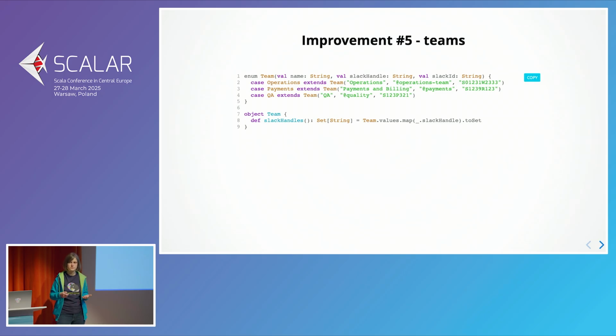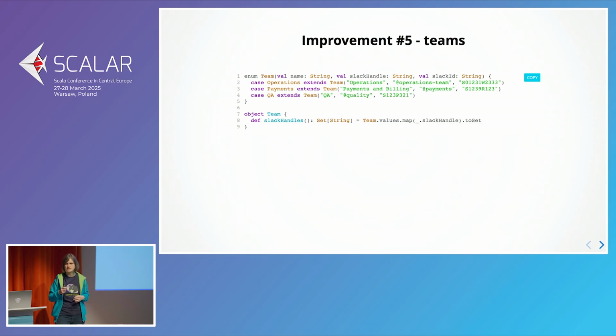So it can be a very simple enum. In our case, it could be just the enum with the cases operations, payments, and QA. But if you want, you can extend it with parameters, and this is what we did here. So each enum has the name, the Slack handle, and the Slack ID. So we can use the name where we format our Slack message nicely. We use the Slack handle for the template authors to use it.